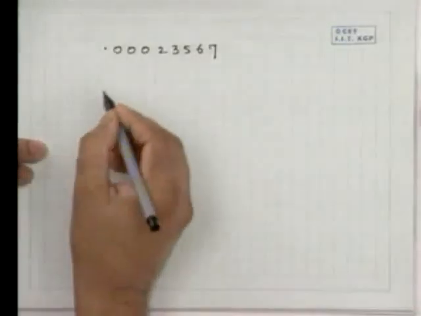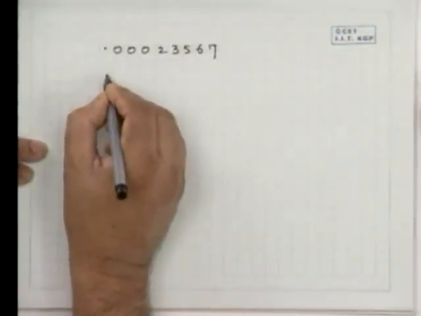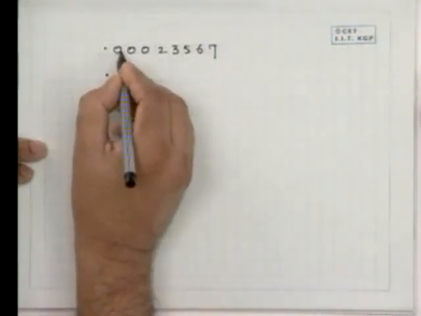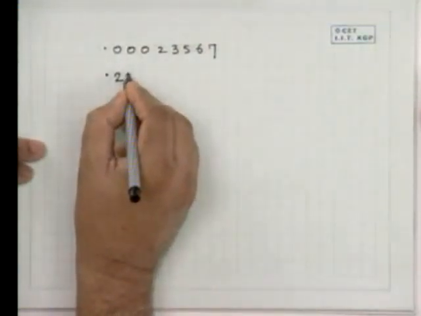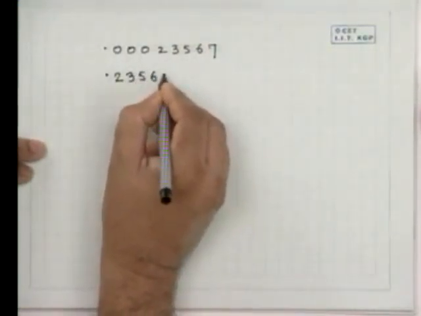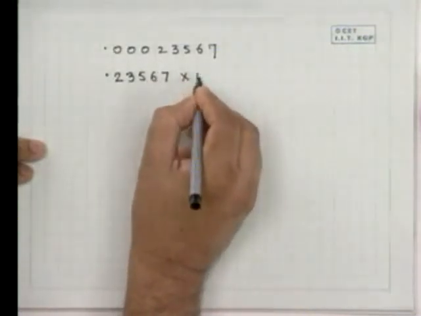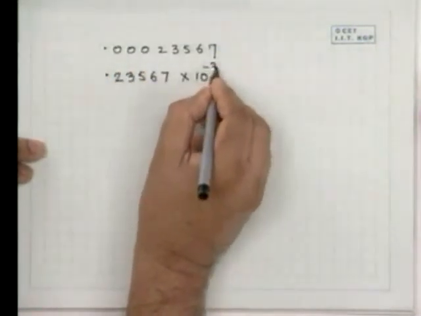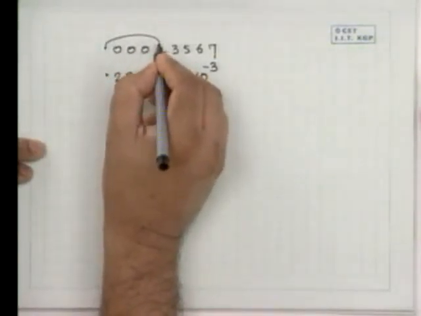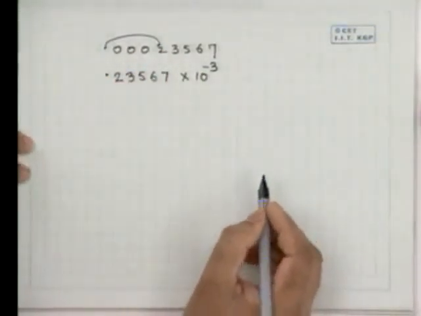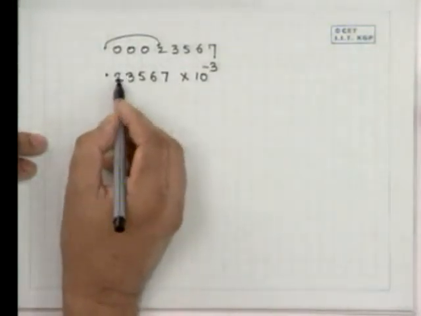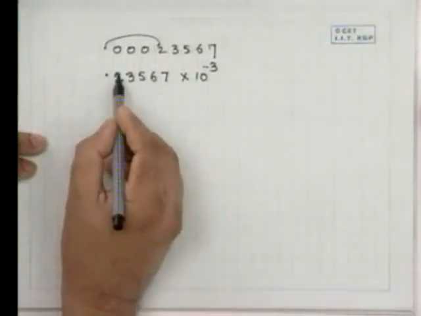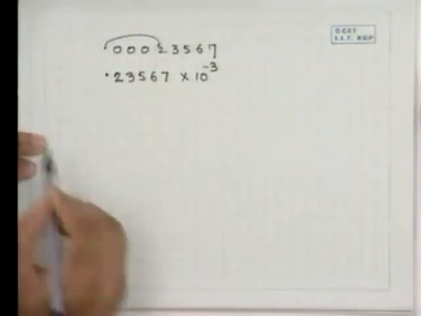As we call it, a scientific notation or a normalized notation, we just shift out all the zeros and put the dot over here. That's 0.23567 times 10 to the power minus 3, because of this shift. This 10 to the power minus 3, we call the normalized representation, where the significant digit after the dot is a non-zero digit.